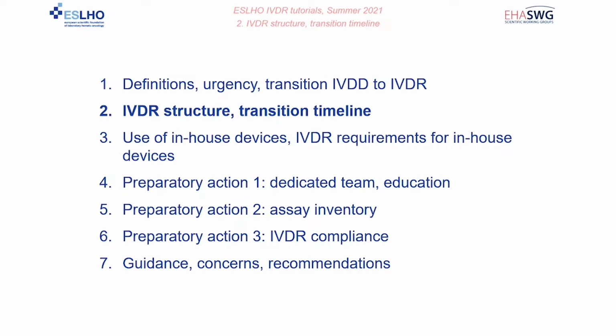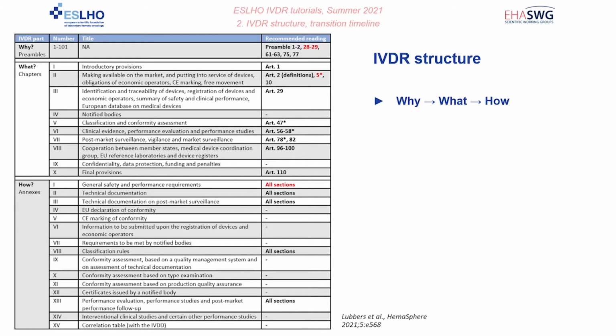IVDR structure and transition timeline. The regulation for in vitro diagnostic medical devices, the IVDR, is 157 pages, so if you want to read it, it is good to understand a bit of the structure of the document, as this helps with focusing on the relevant articles. The IVDR is structured into 3 parts.